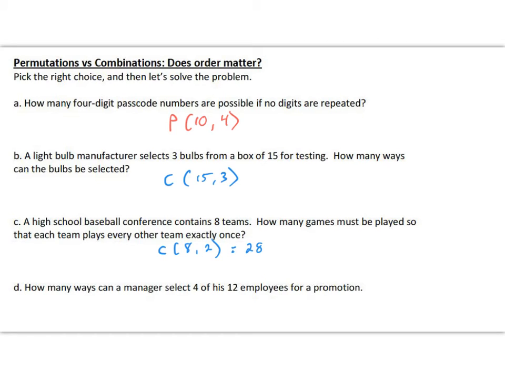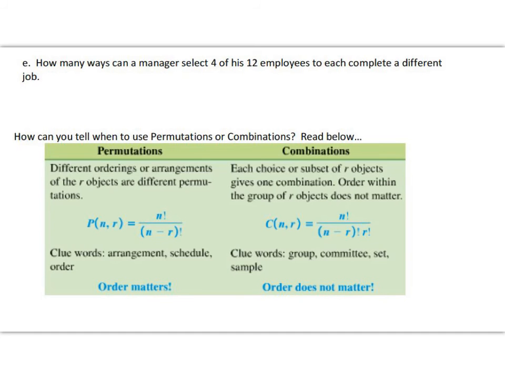How many ways can a manager select 4 of 12 employees for a promotion? The magic word here is select. You don't have a specific order in which you want these employees to be promoted. You're just going to select them all at that point. So it's 12 choose 4. It's a combination.